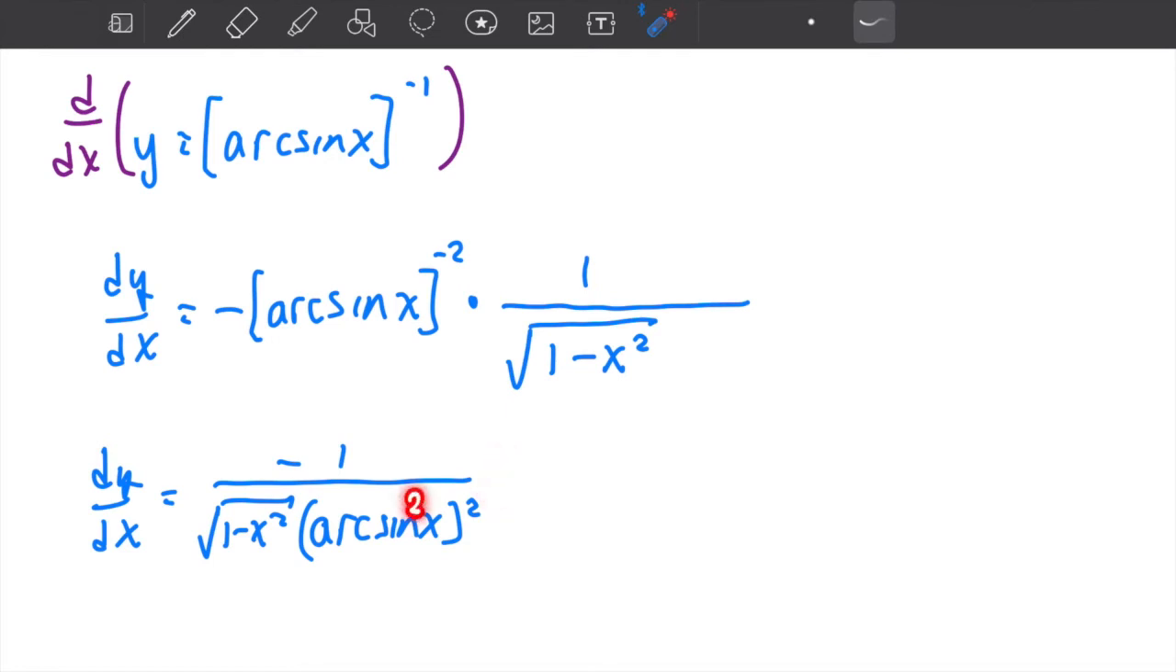Notice that I am putting my exponents outside of parentheses on the end. There is no arcsine squared. We do not write it that way. I'm going to close my parentheses as such.